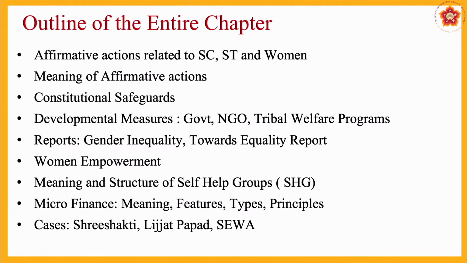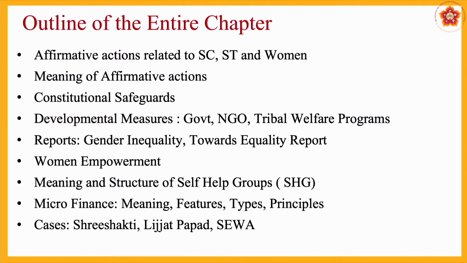So, this is the outline of the entire chapter. It talks about affirmative actions related to SC, ST and women, meaning of affirmative actions, constitutional safeguards, that is to protect the equality of these groups, and developmental measures given by the government, NGO, tribal welfare programs, etc. Then we are going to talk about certain reports that are about gender inequality. So, gender is a new thing which is coming in this chapter, which was not taken up in the last chapter.